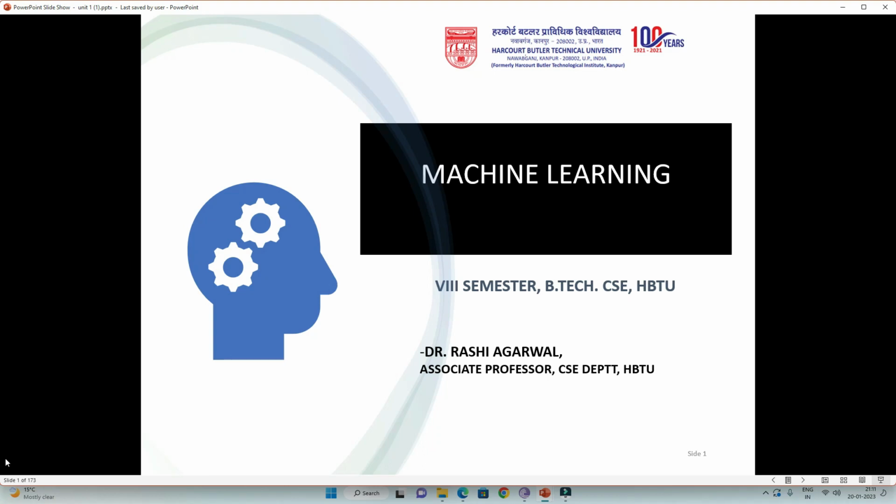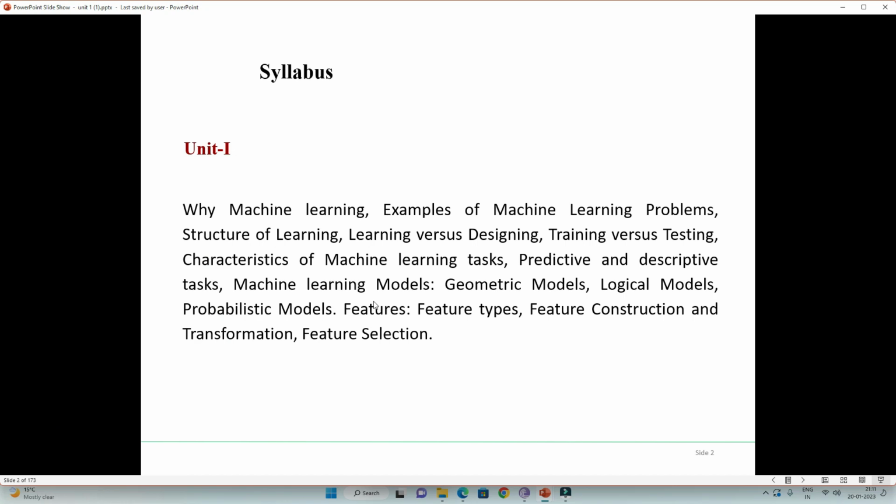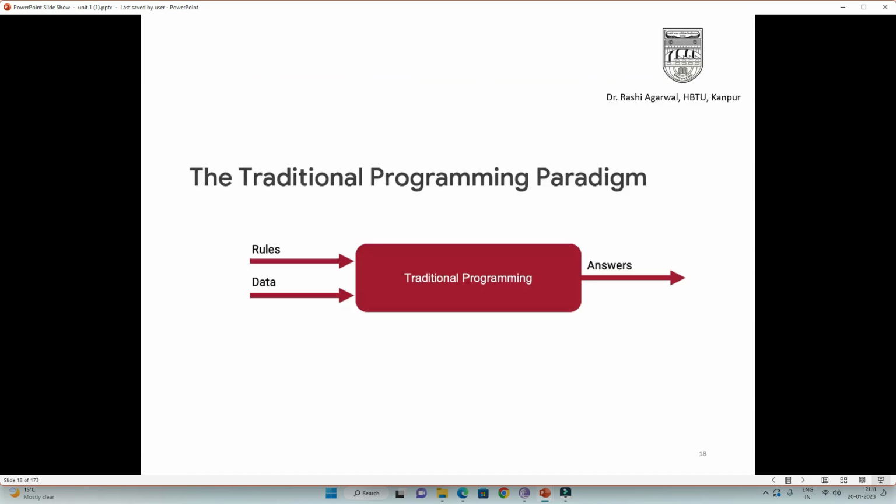Hello students, so continuing with our lectures in machine learning, today I will discuss the structure of learning. In traditional programming, I know the rules that I have to apply through my programming. I have certain data given to me and I check my results through the answers that I get, to see whether I'm able to apply these rules properly or not. So I make simple programs to convert Celsius into Fahrenheit. The rules are given, I test certain data and I get those answers.